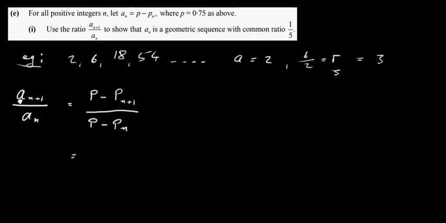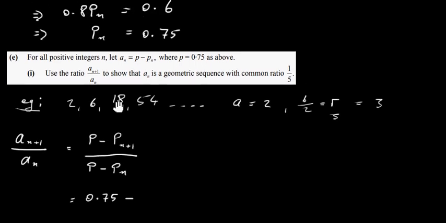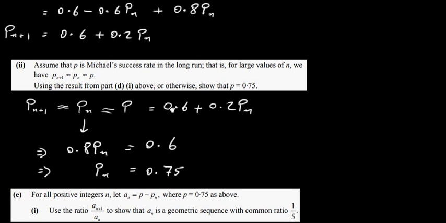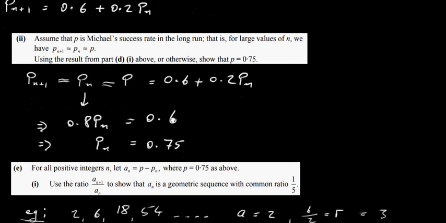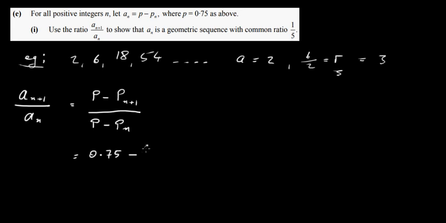P now we know is 0.75. We're told that here P is 0.75. We worked that out in a previous question anyway. 0.75 minus Pn plus 1. Well, Pn plus 1 we have here. Pn plus 1 is equal to 0.6 plus 0.2 times Pn. We worked that out previously. So let's write that in. I'll just put that in brackets here.